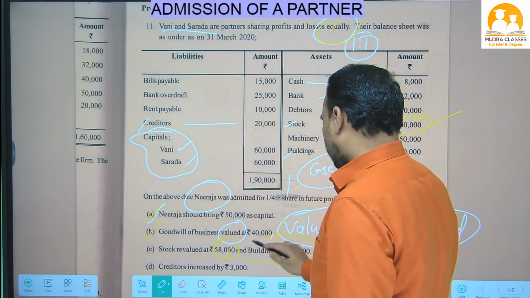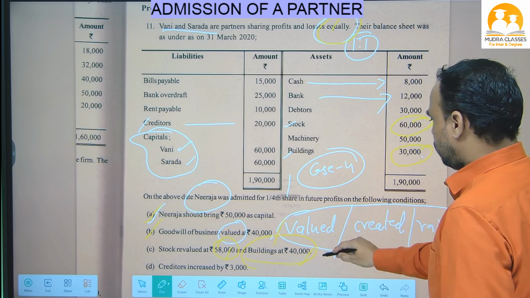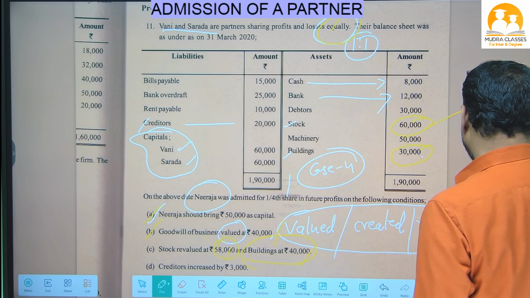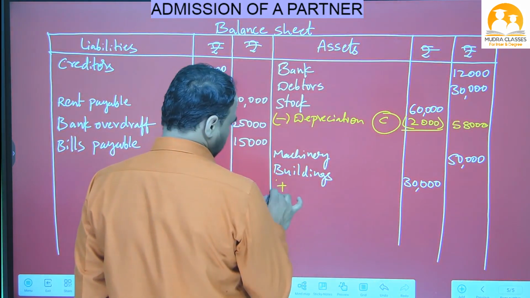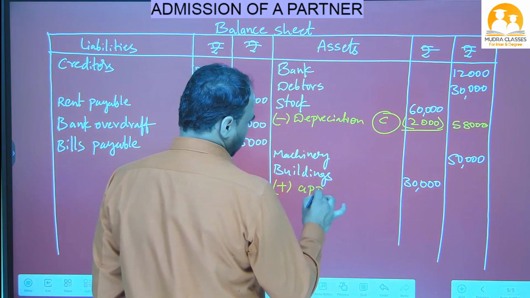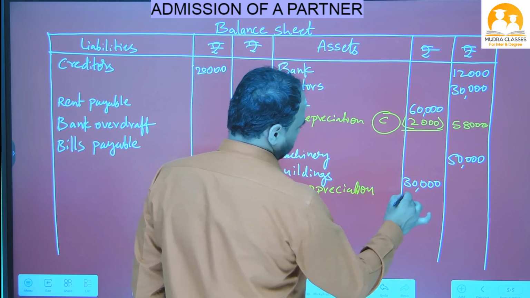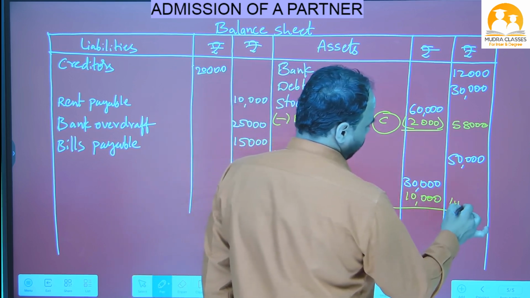Buildings valued 40,000. Buildings valued how much is given? 40,000 rupees. Here building we have 30,000, here 40,000 rupees. That means building value increased by 10,000 rupees. So on the balance sheet asset side we have to add to buildings 10,000 rupees. Add appreciation. When building value increased we have to write appreciation. So appreciation 10,000 rupees. 30,000 plus 10,000, 40,000 rupees.